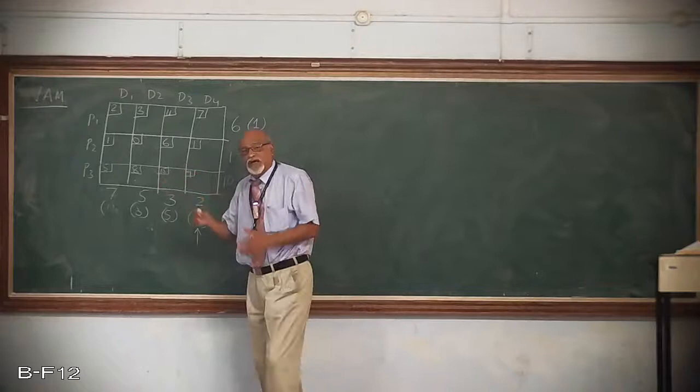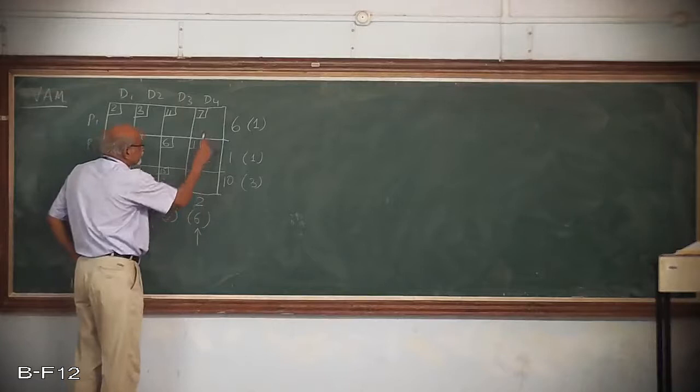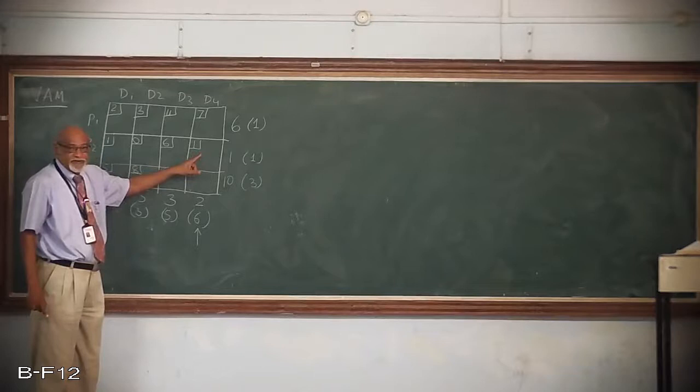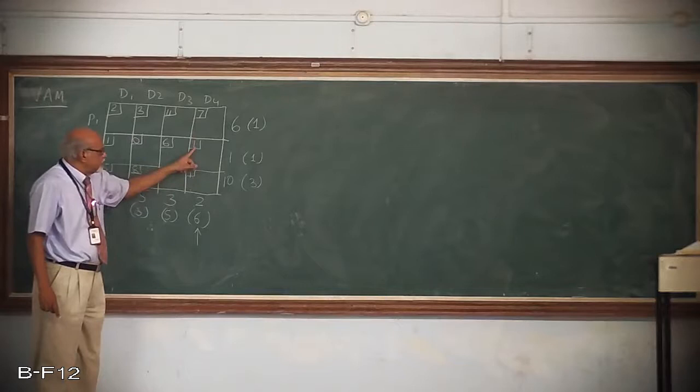Having understood that, now we will go to this particular column. This column should be chosen. Now that is what I have chosen. Where should it get allocated? Whichever is the least cost cell. This one is 7, this one is 1, this one is 9.